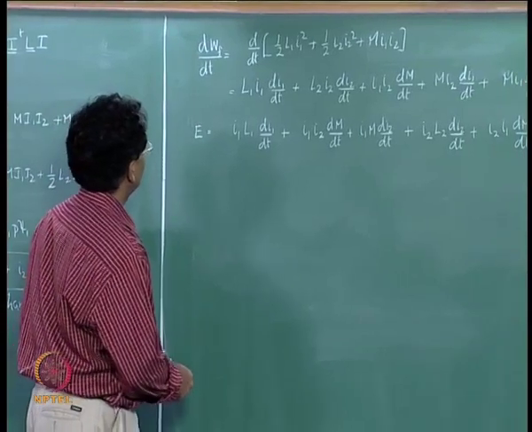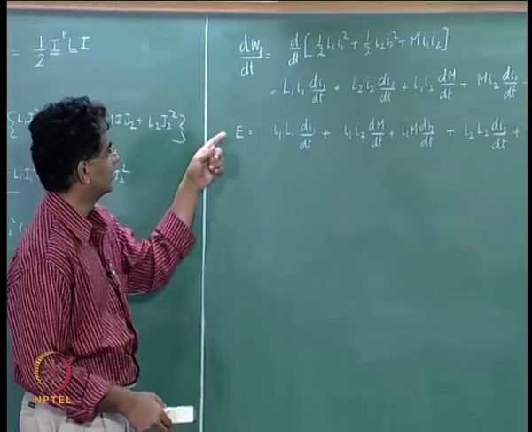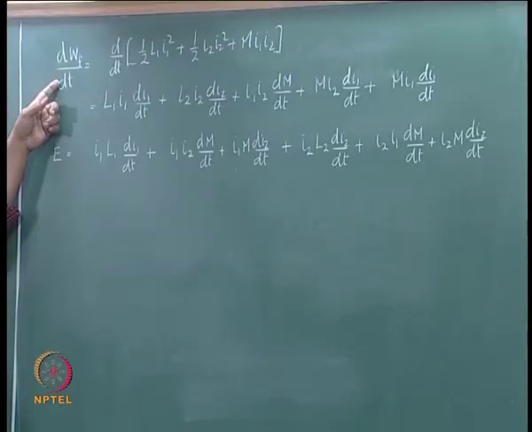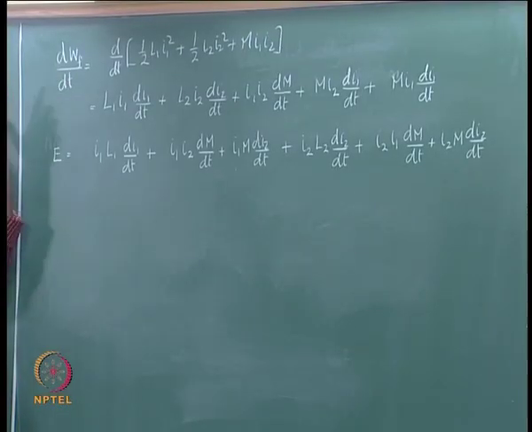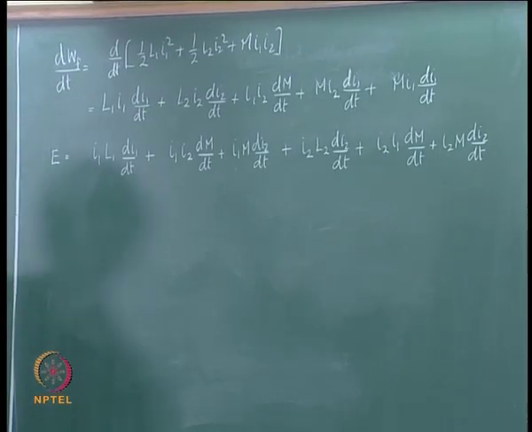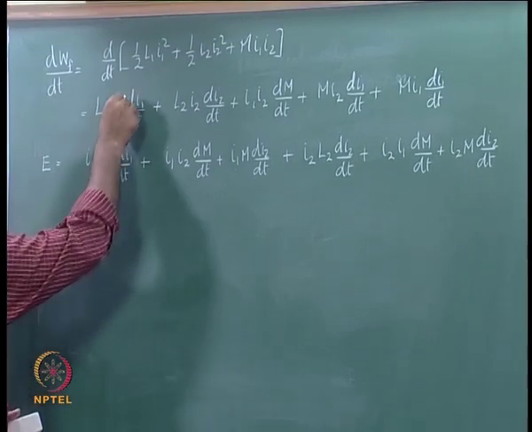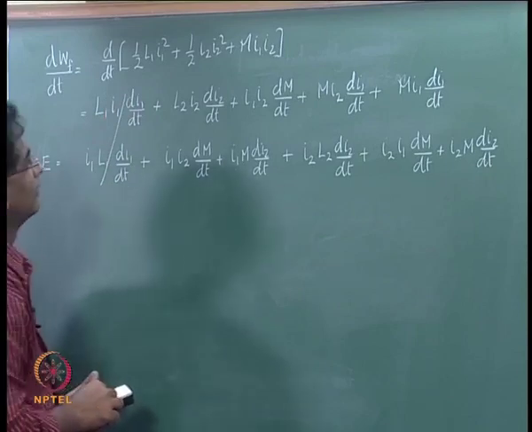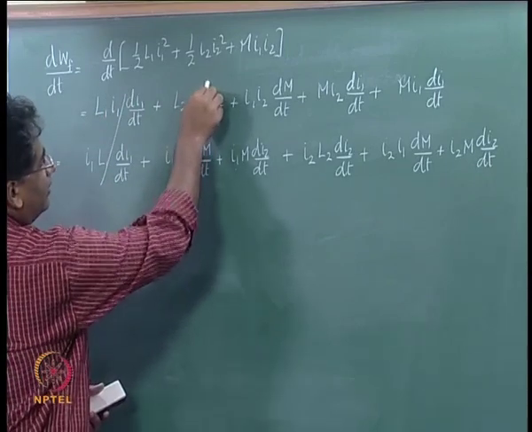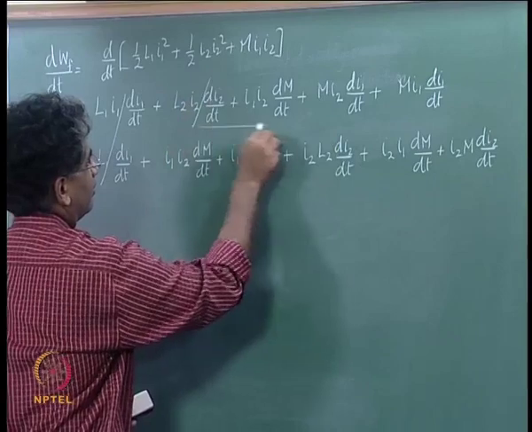So essentially what we want to do is, E minus dWf by dt is expected to give us the mechanical output. So if you subtract that, this term goes away, and then I2 L2 di2 by dt also goes away.